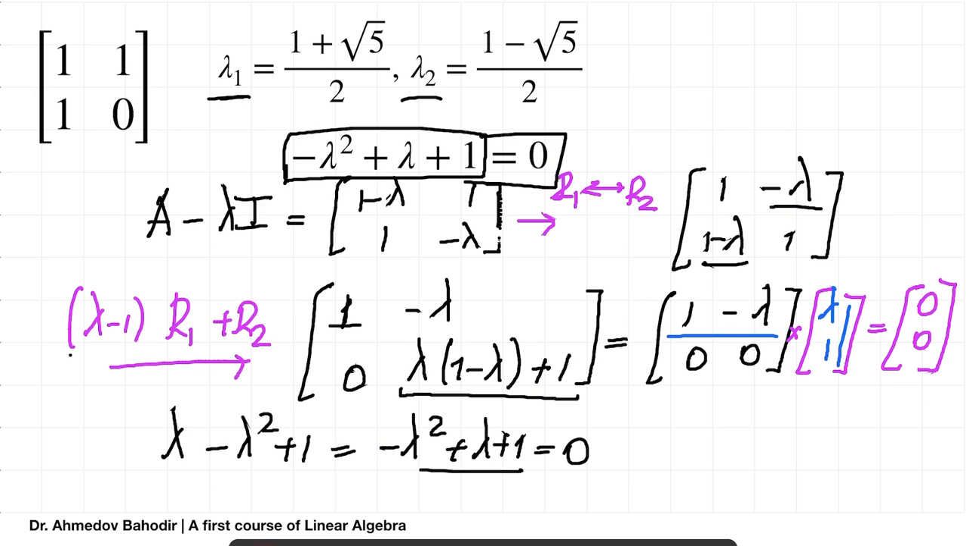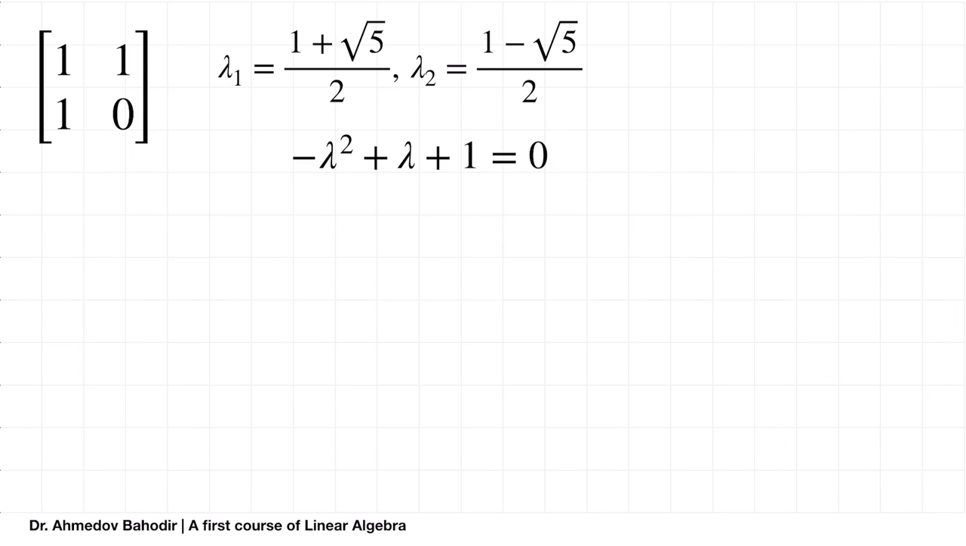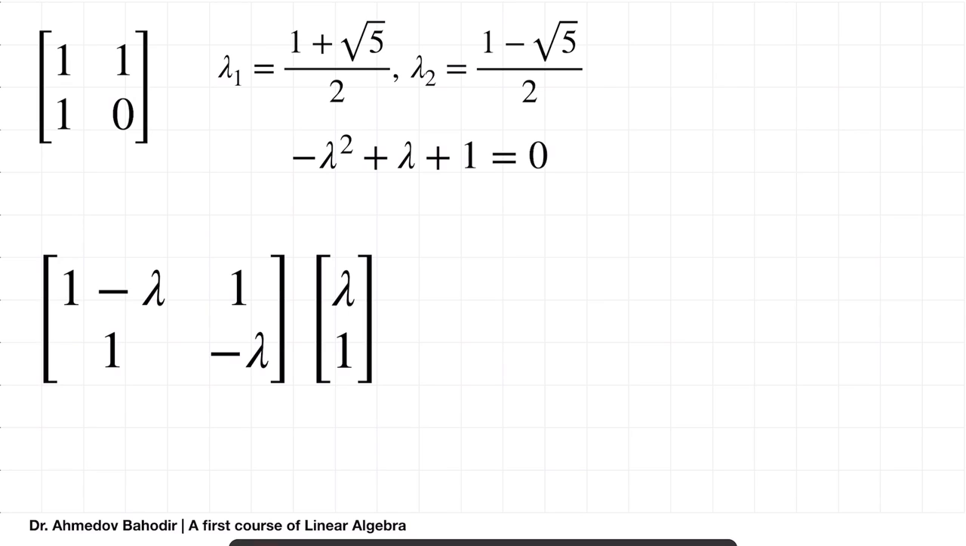So essentially, the first eigenvector is going to be lambda 1 and 1. And the second eigenvector is going to be lambda 2 and 1. That's kind of easy, right? So we found the eigenvectors symbolically, without using the actual values of the eigenvalues. Well, now I'm going to put all of this together. So here is the eigenvalue problem, right?